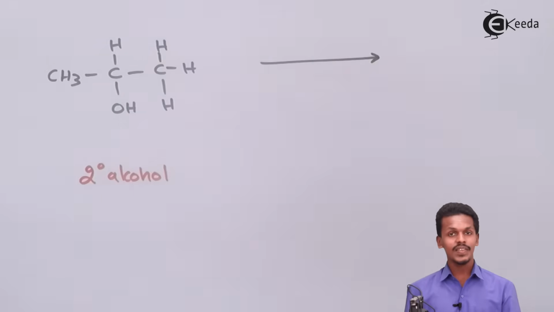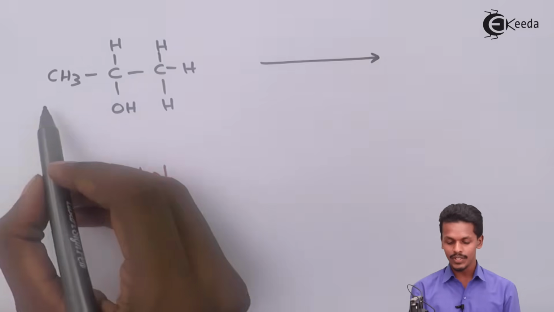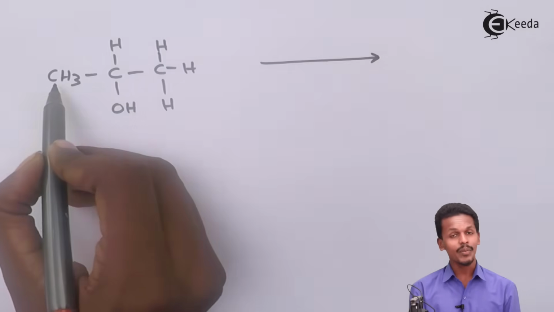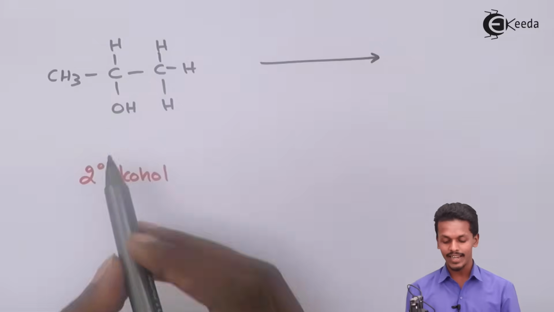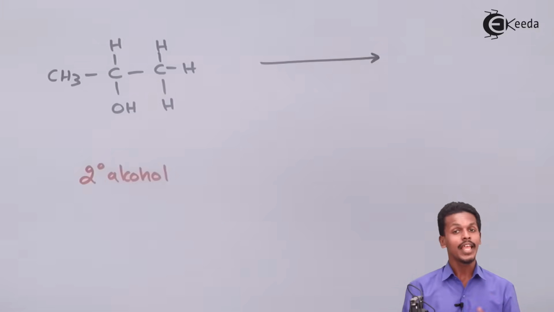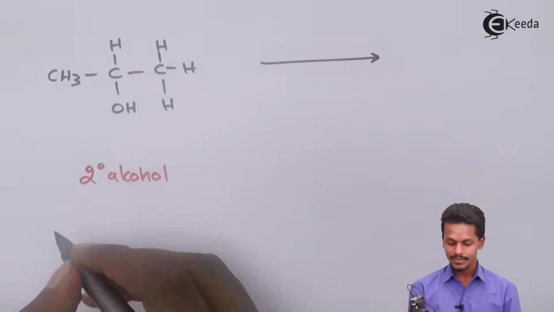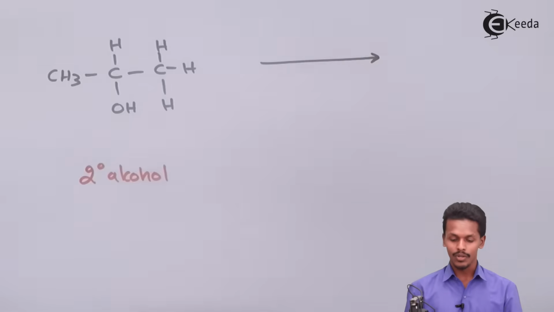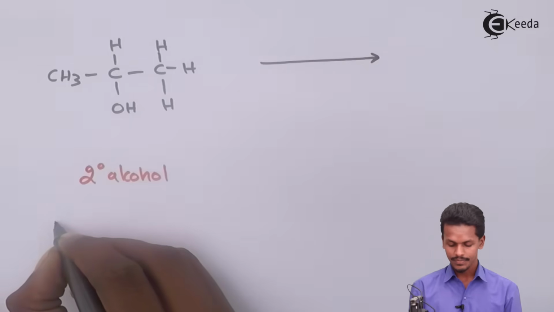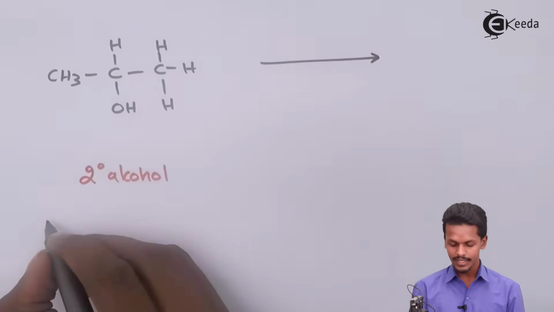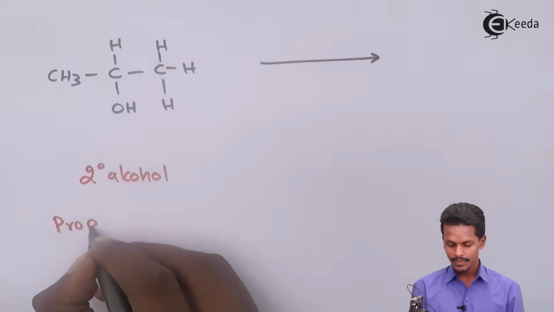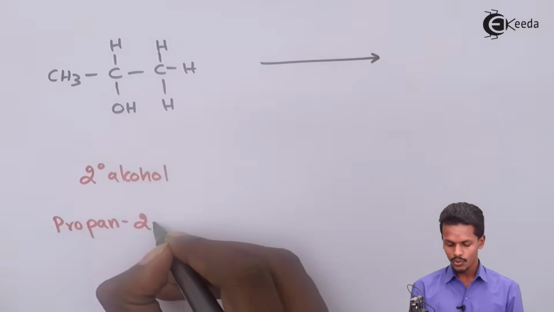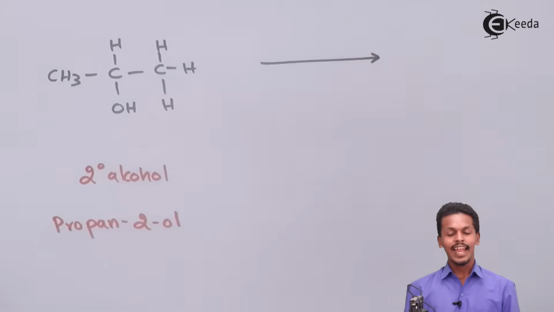And talking about the name of this alcohol in terms of the IUPAC, as we know, it is a straight chain of 3 carbon atoms, and the OH has been attached to the second carbon atom, making this to be called 2-propanol, or we could also call it propane-2-ol.